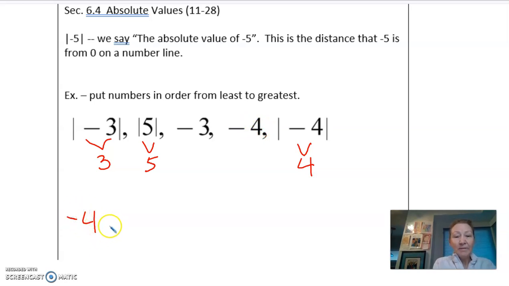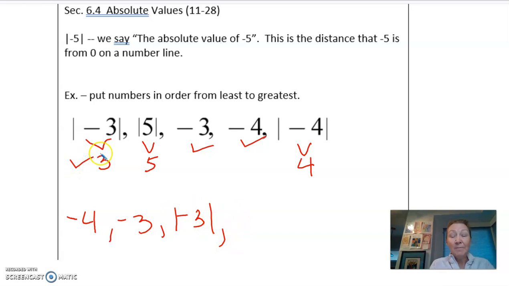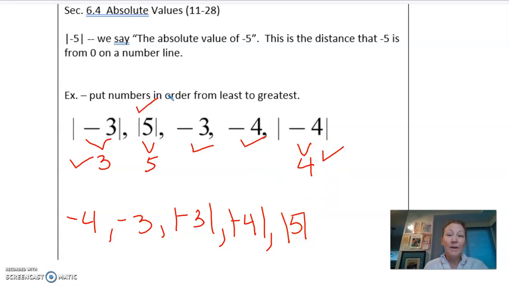-4 would be to the left. There's that one. Then -3. Now I'm going for +3, but I'm going to write it with the absolute value symbols as the original value that I was given. That's that one. And then I write the absolute value of -4. And then I write the absolute value of +5. So I put all 5 numbers in order.